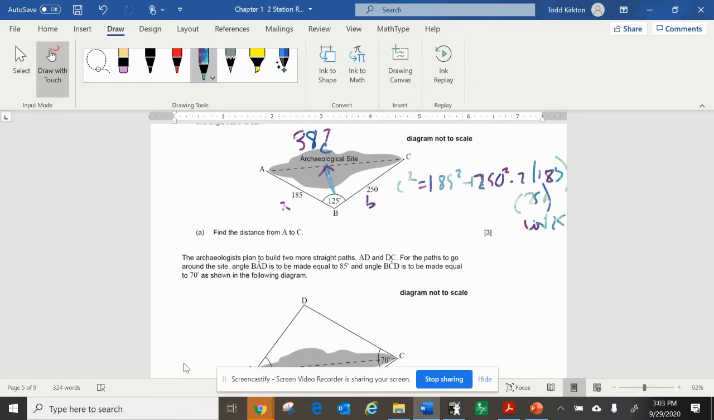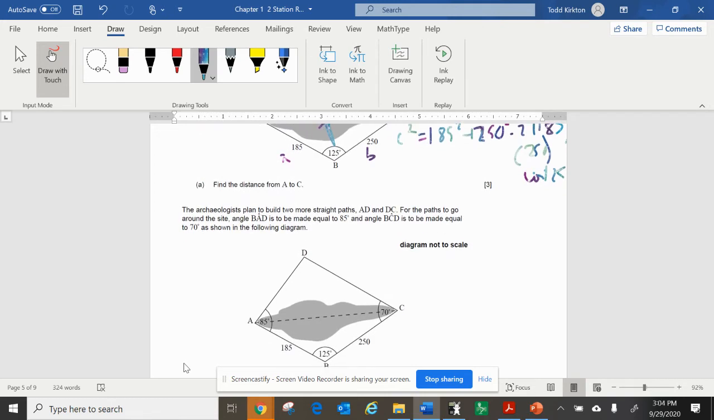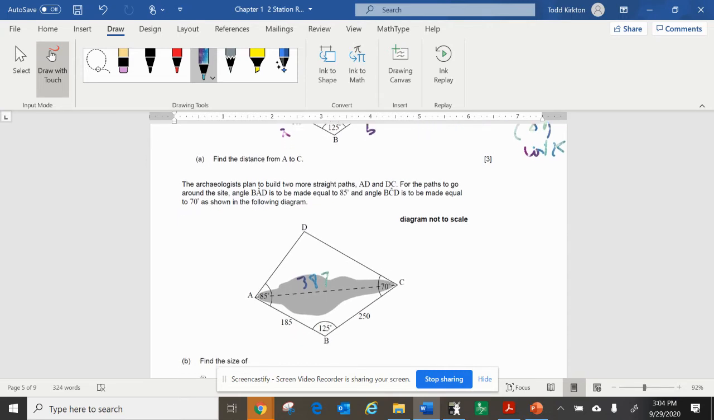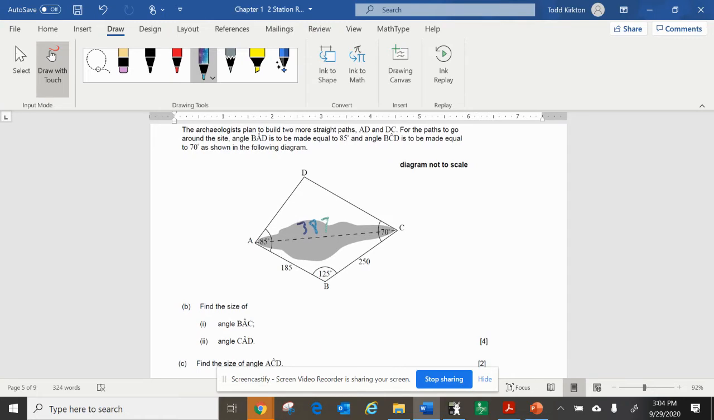So then we keep going, and I'm going to bring that 387 down here to my picture. That's where it is in the picture. And we have two more paths. And so they want us to find the size of the angles BAC and CAD. So I need to find this angle right here and this angle right here. I'm sorry, BAC and CAD, this one. So to do that, I know they add up to 85. I need to find one of them.